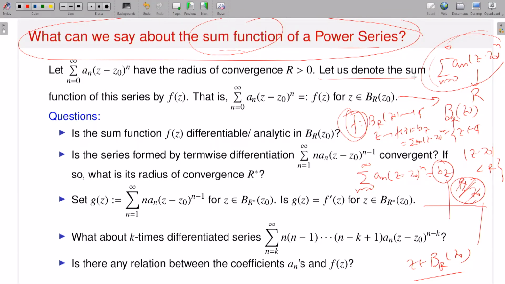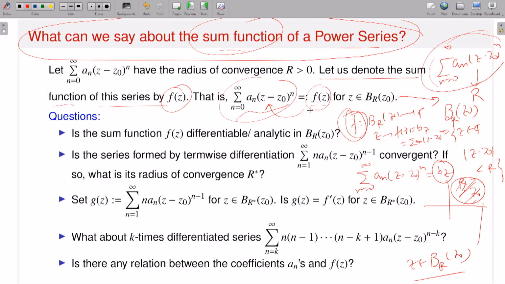So let us denote the sum function of this series by f of z. So f of z is nothing but this object. That means for each z, f of z is the value. What is the value? You put z in this series, and wherever it converges, that value is the corresponding value of f of z. So each power series will have a sum function, and these are the corresponding notations.